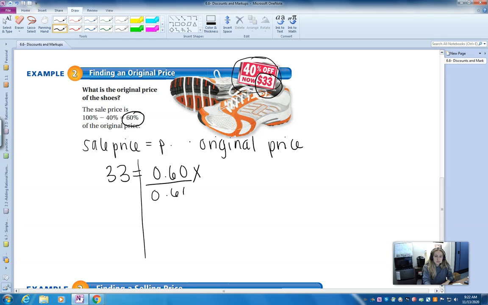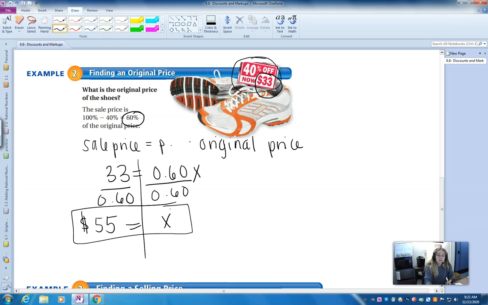So I'm going to divide both sides by 0.60 and type it into my calculator. 33 divided by 0.60. That gives me $55. So I know that the original price is $55. So again, I'm using that same percent equation in order to just find the missing piece that I need.